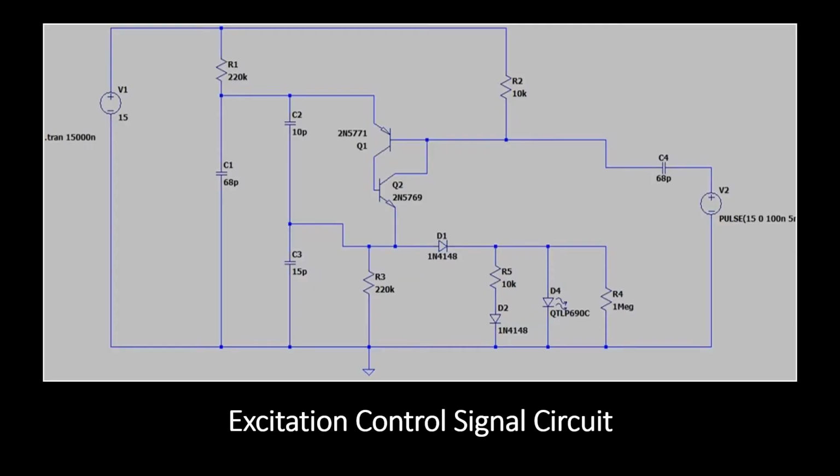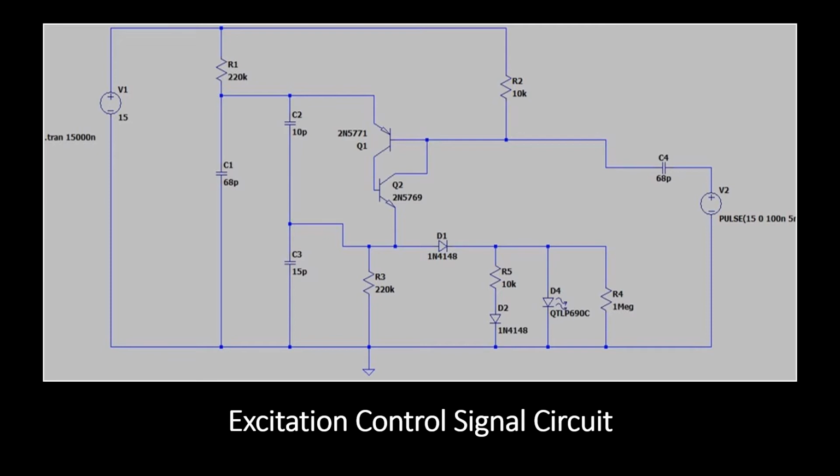Now if you look over here on the left with me, we have V1. That is a 15 volt DC voltage source. It is used for control and biasing purposes. The actual triggering comes on the rising edge of V2 over here on the right hand side, which is a 15 volt peak to peak square wave.